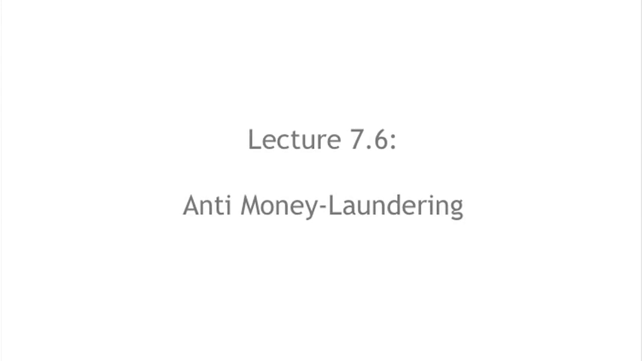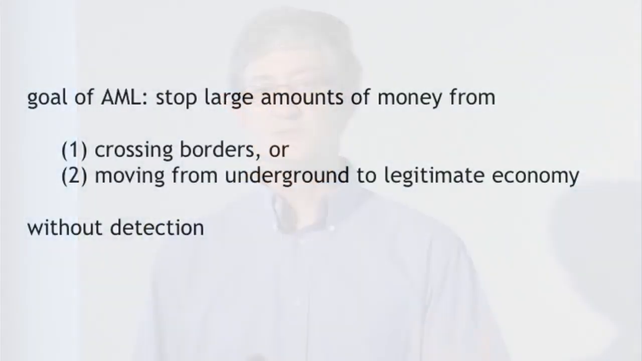In section 7.6, we'll talk about anti-money laundering. What is money laundering, and what are the rules that governments have imposed, especially in the US, that affect some Bitcoin-related businesses? So the goal of anti-money laundering policy is to prevent large flows of money from crossing borders or moving between the underground and legitimate economy without being detected.